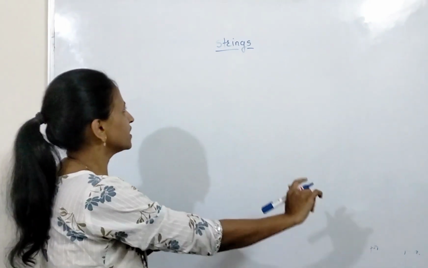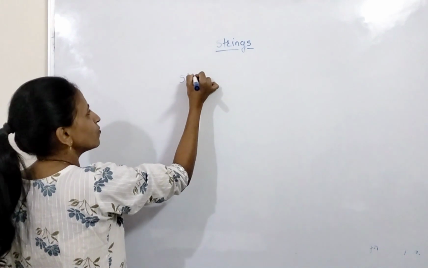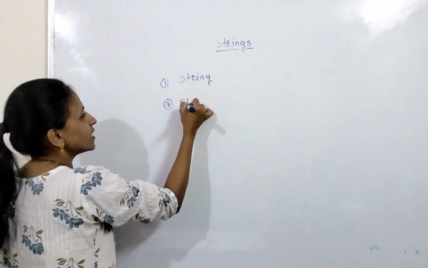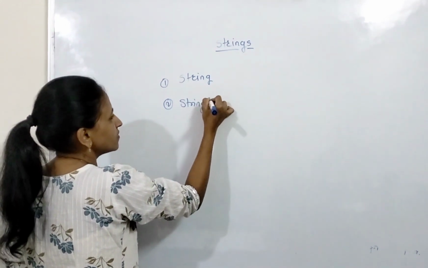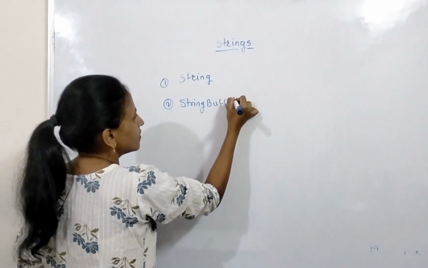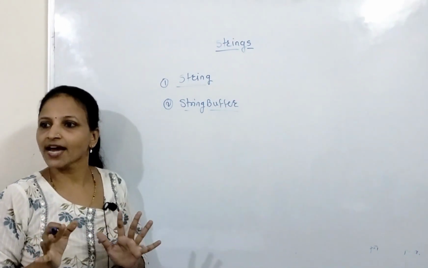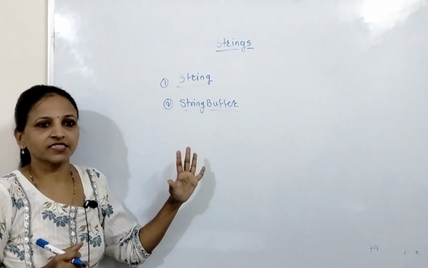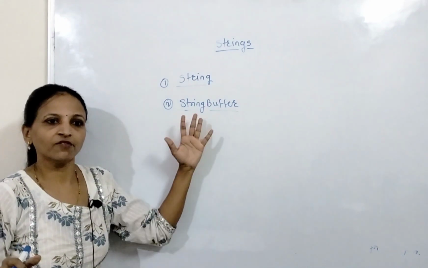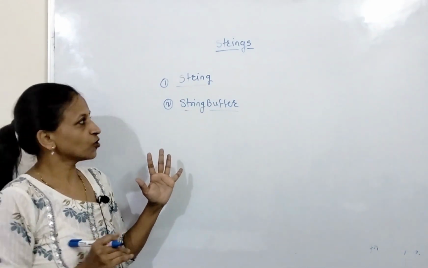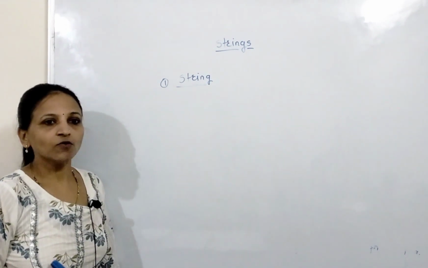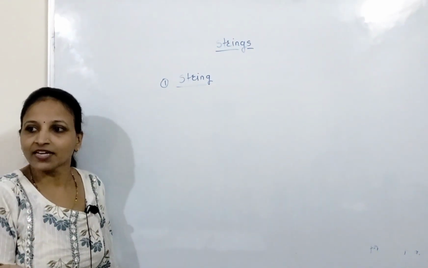The first way is you have to use the String class. The second way is there is one more class, that is StringBuffer, you can use for string handling. To create a string, you have to use these two classes. The first one I will explain in depth, then we will go for the second one. Now if you want to use the String class, how do you create a string variable?